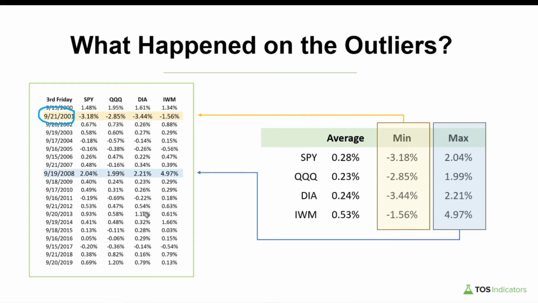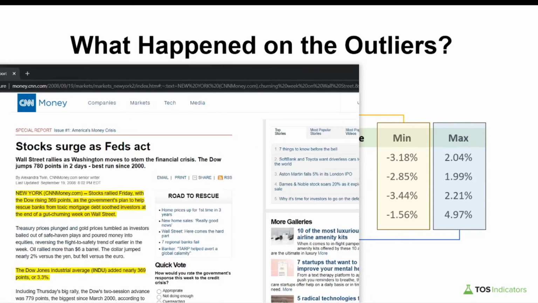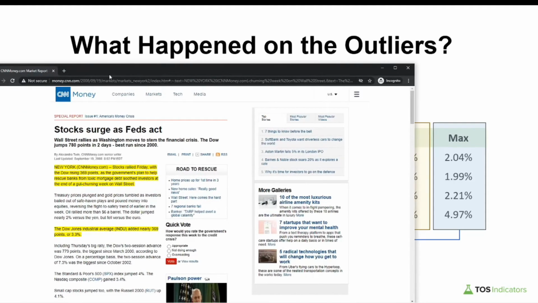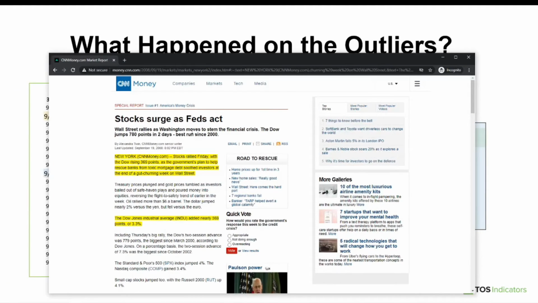Now, if we take a look at our max, you'll notice that the max was in 2008. So both of these years should stand out for you. I'll let each of you dive deeper into these dates. You can Google stock market September 21st, 2001, and stock market September 19th, 2008, to understand a bit better what actually took place on that day. Here's 2008, for example, where you see that Wall Street rallies as Washington moves to stem the financial crisis.